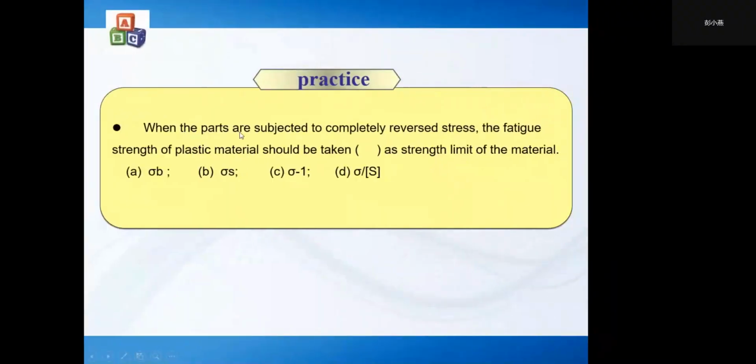When the parts are subjected to completely reversed stress, so the stress ratio R is -1, the limit stress of plastic material should be taken as which strength limit of the material? A, sigma B, the ultimate stress. B, sigma S, the yield stress. C, sigma -1. D, sigma over the allowable safety factor. So which one is correct?